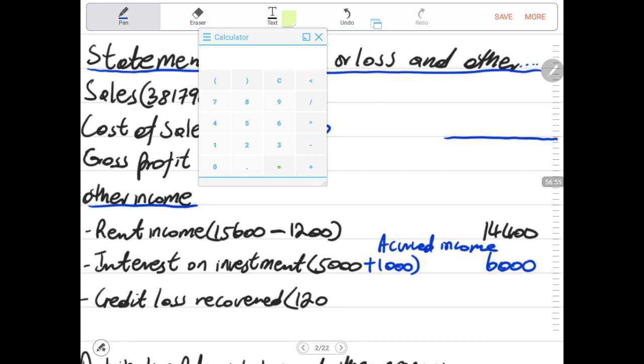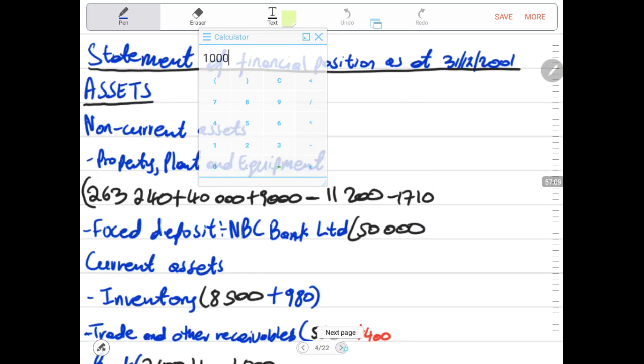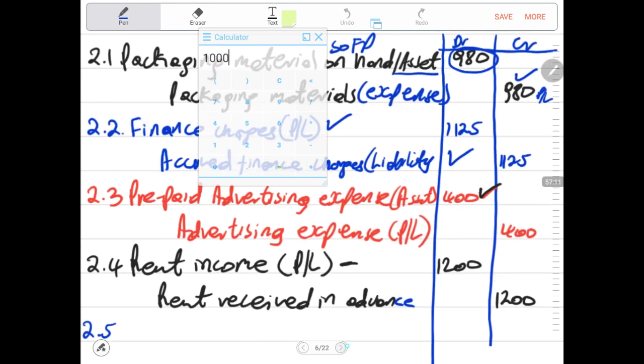They've already given us that it is only for the 2 months, but that's how you can verify the 10 months. But we already know that if the 6,000 is for 12 months and for 1 month is 500, then 2 months will be times 2, meaning 1,000. So now we can say that 1,000 is the income that was not yet received, meaning accrued income.